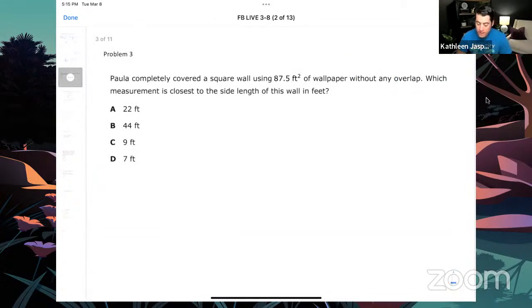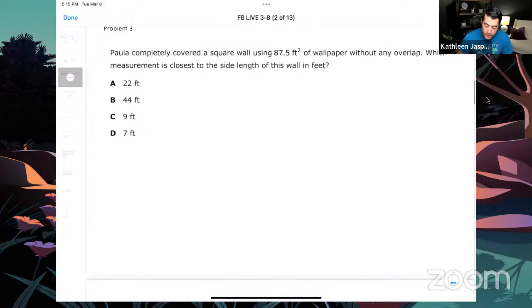Okay. Next one, we've got Paula completely covered a square wall using 87.5 square feet of wallpaper without any overlap. Which measurement is closest to the side length of this wall in feet? Okay, so how are we going to figure this one out? We've got the area, that's 87.5. And it says it's a square. So what do we know about squares?